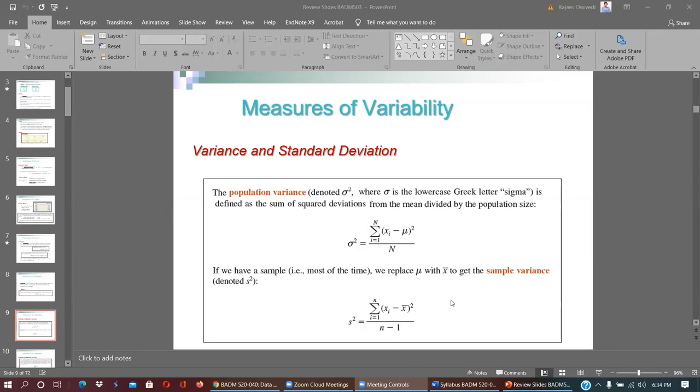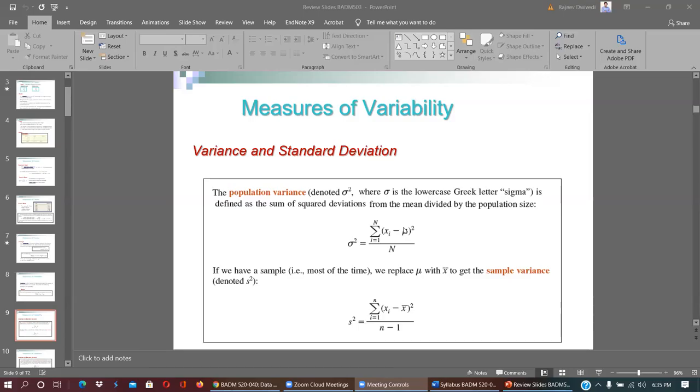Look into these two formulas. What do you see as the difference? Here is capital N, and here is small n minus 1. If you look into both equations, that is the only difference. Here sigma square, here s square. If you remember, this is a parameter and this is a statistic. Please remember that sigma is used for population. Sigma square is the population variance, and s square is the sample variance. This is divided by capital N, meaning population. This is divided by small n minus one, meaning sample.